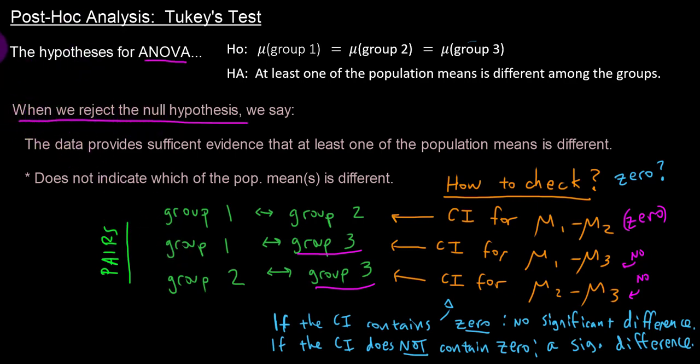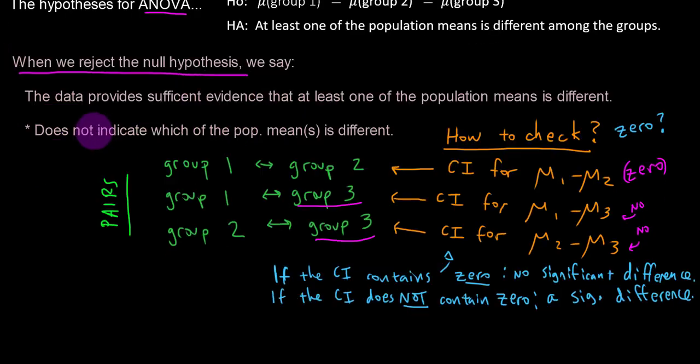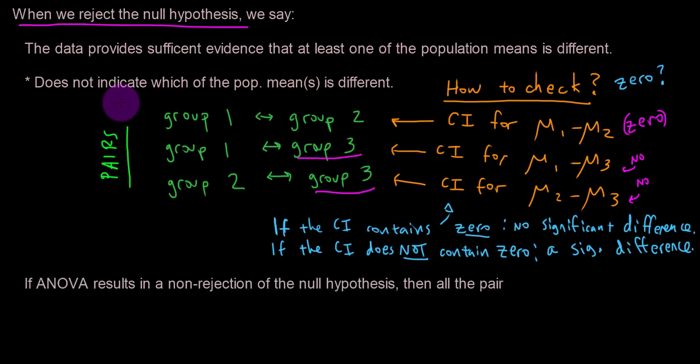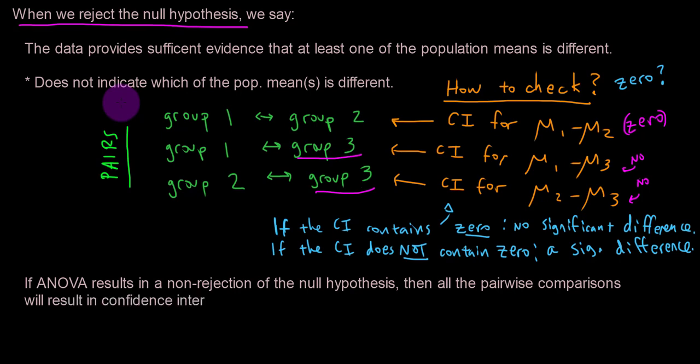If the analysis of variance test does not result in a rejection of the null hypothesis, then all of these pairwise comparisons will result in confidence intervals that all contain 0. So that's something worth noting.